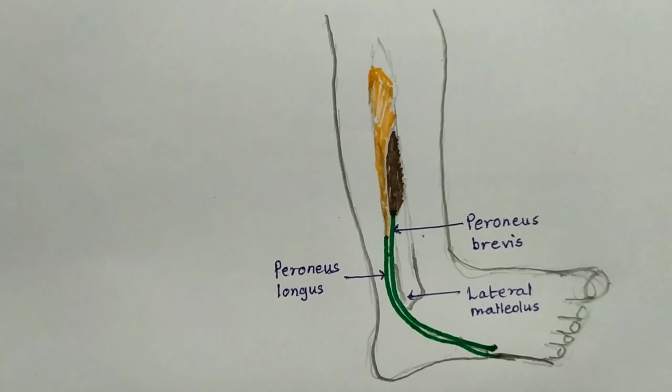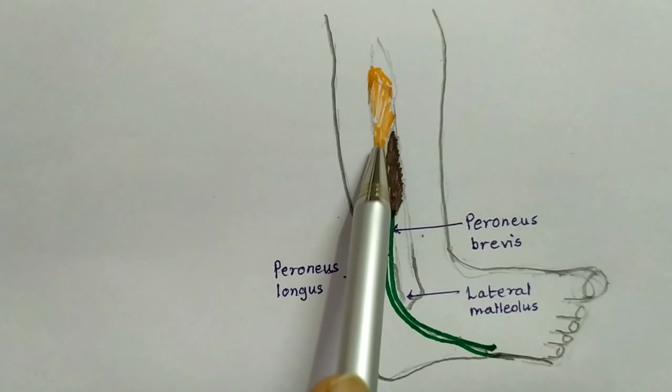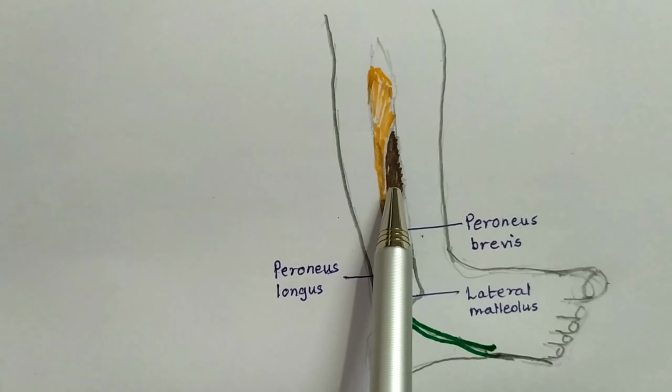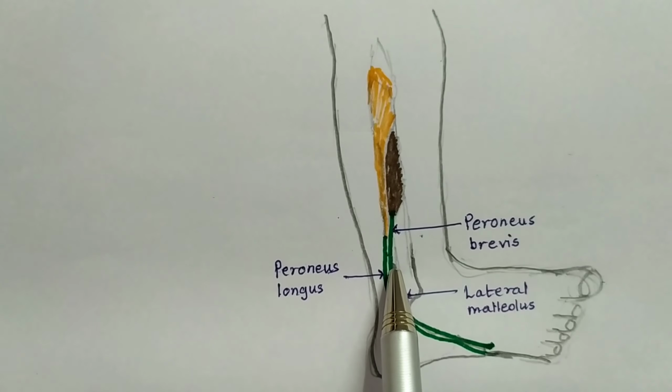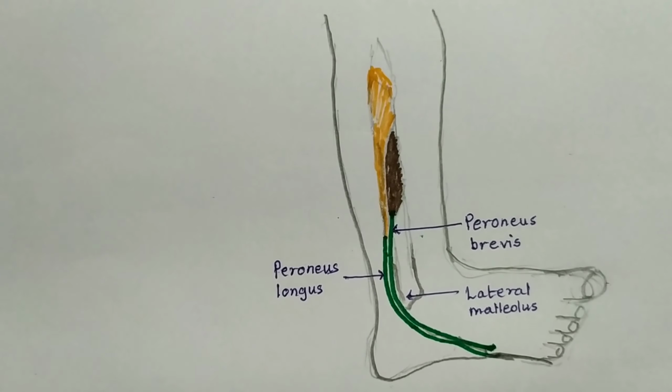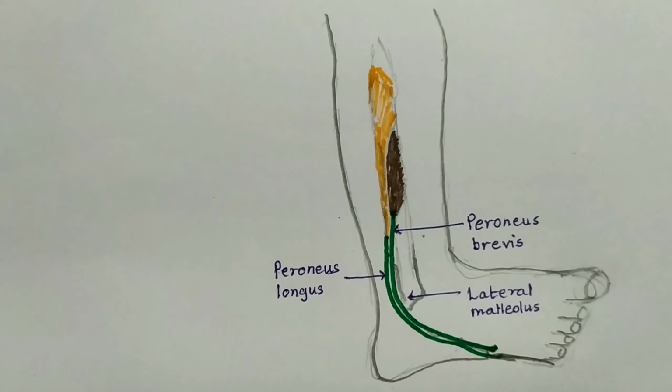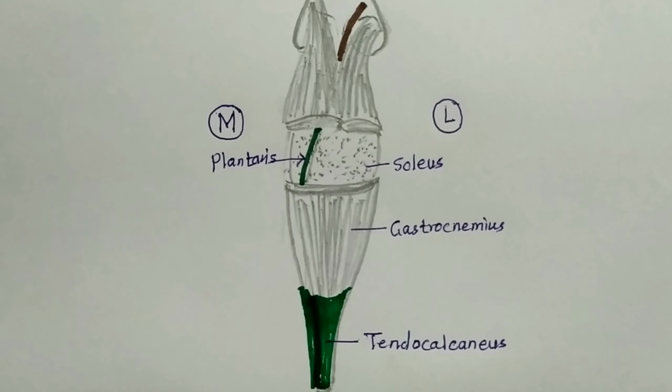The lateral compartment of leg consists of 2 muscles, the peroneus longus and the peroneus brevis. Both these muscles are supplied by superficial peroneal nerve. The superficial peroneal nerve and deep peroneal nerve are the terminal branches of common peroneal nerve.